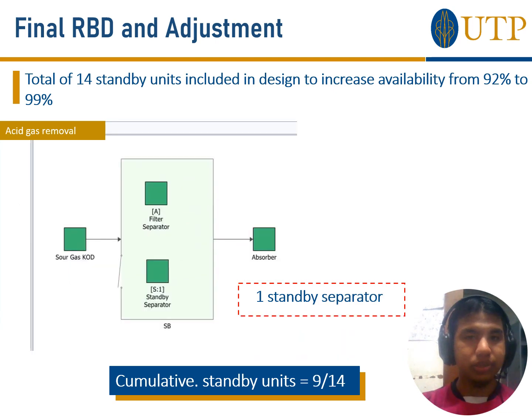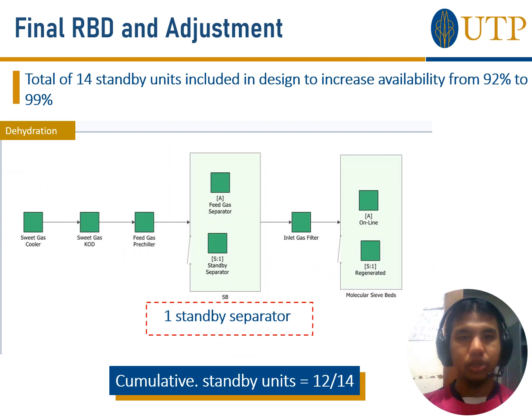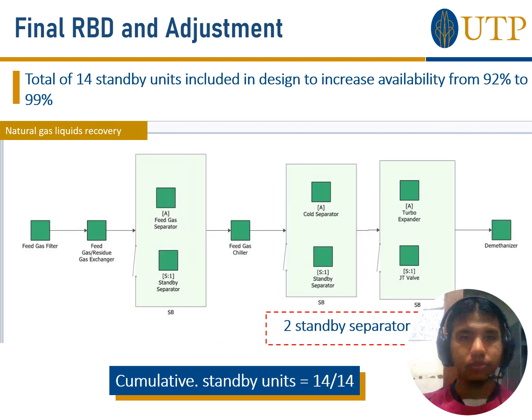For the acid gas removal, there is 1 standby separator added. In the amine regeneration and sulfur recovery, there are 1 standby separator and 1 standby pump added. In the dehydration, there is 1 standby separator added. For the natural gas liquids recovery, there are 2 standby separators added.